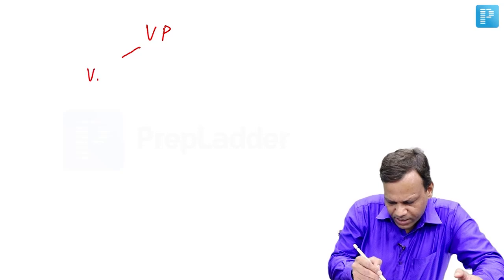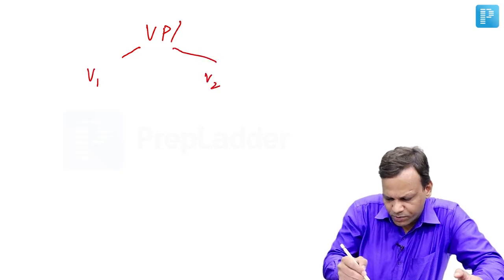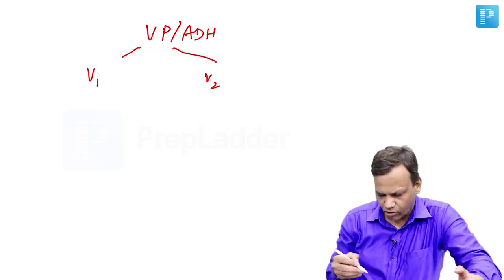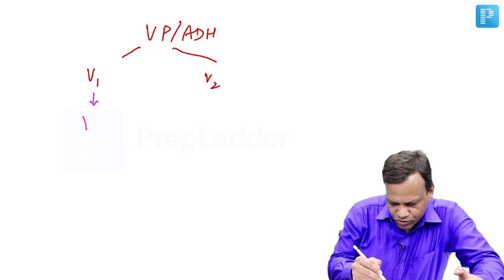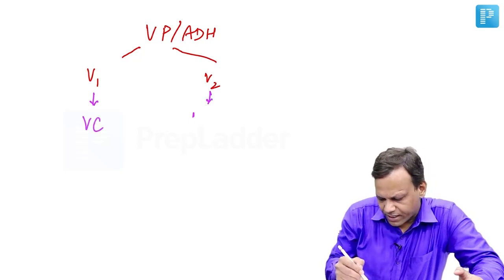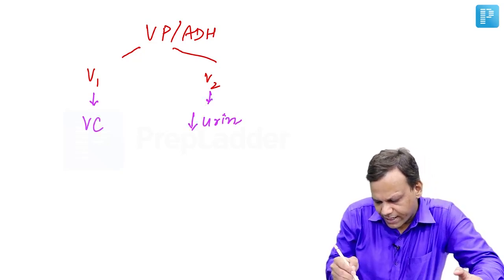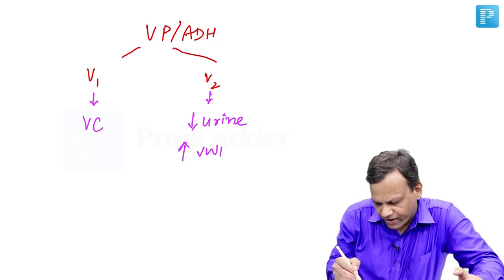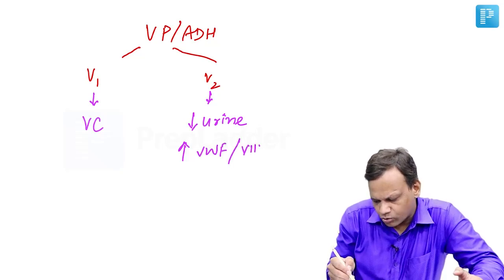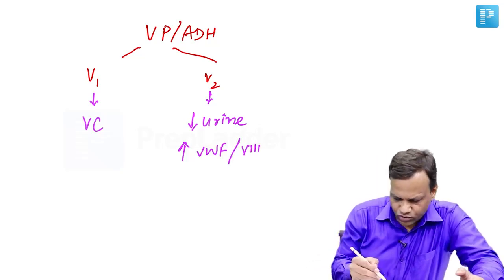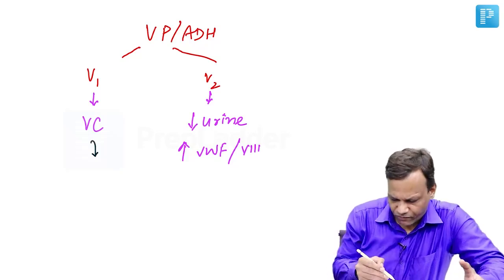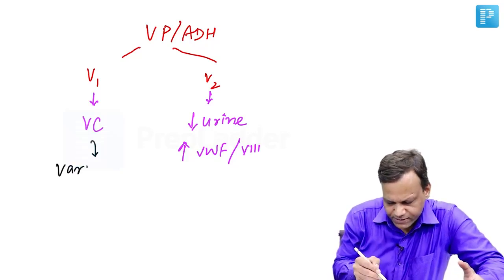Vasopressin works on two types of receptors, V1 and V2. The other name of vasopressin is ADH, antidiuretic hormone. V1 receptor causes vasoconstriction, whereas V2 receptor decreases urine output, and second, it causes a release of von Willebrand factor and factor 8 from the endothelium. Okay, so because of vasoconstriction we can use V1 receptor for treatment of esophageal varices.